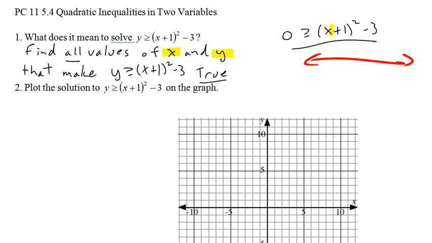Okay, and of course, question 2 says, plot our solution on the graph. Exactly the same as last lesson. There's going to be two possibilities. Either y is going to be greater than the thing on the right, or it's going to be equal to the thing on the right. So same as yesterday, let's look at y equals the thing on the right, and that will be part of our solution. Oops, and that's not a 1, that's a 3.